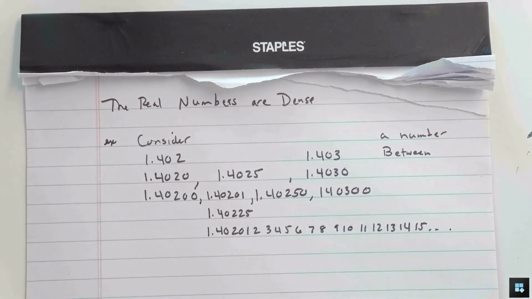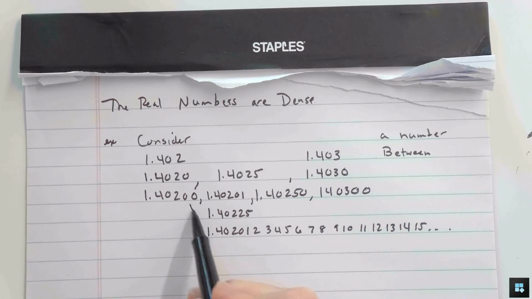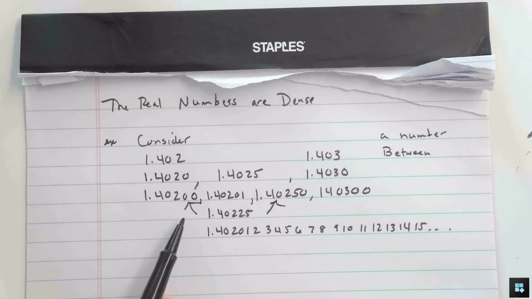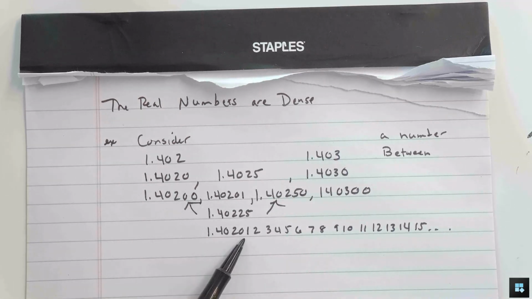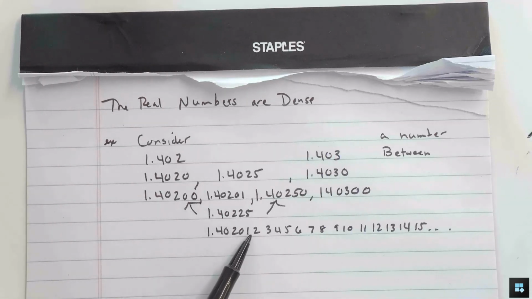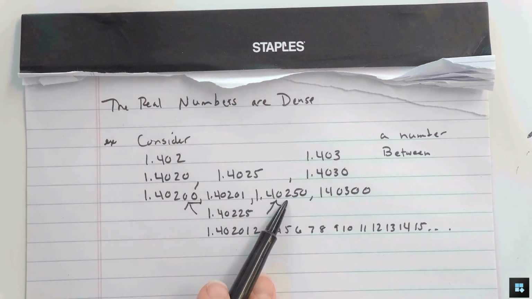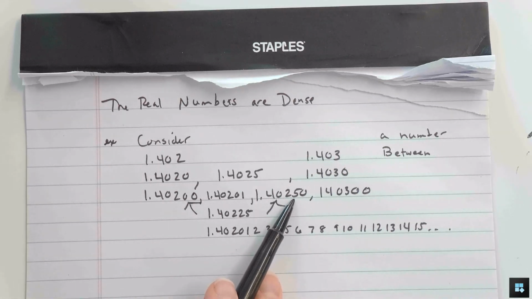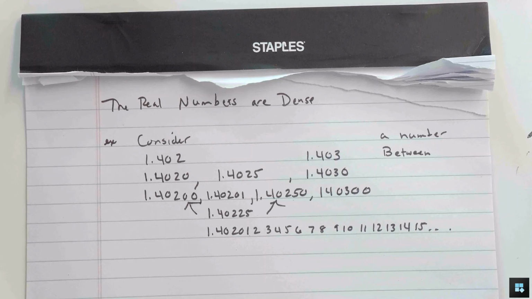So the number 1.402, 0, 1, 2, 3, 4, 5, 6, 7, 8, 9, 10, 11, 12, 13, 14, 15. That falls between this number and this number. Because this digit, instead of a 0, is a 1, it's bigger than this number. And because it's a 1, it's smaller than this number that has a 5 there. But it's irrational.